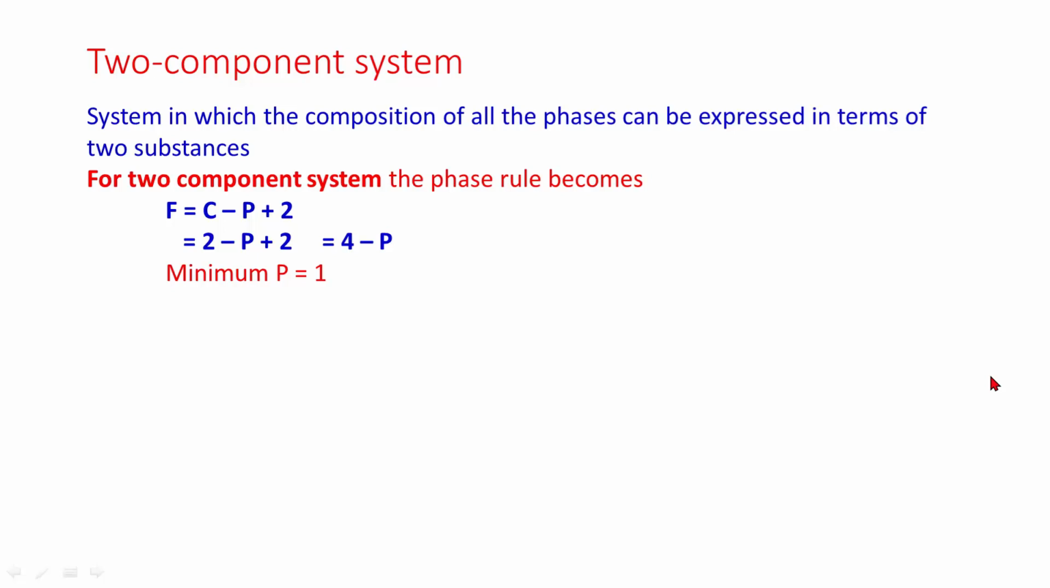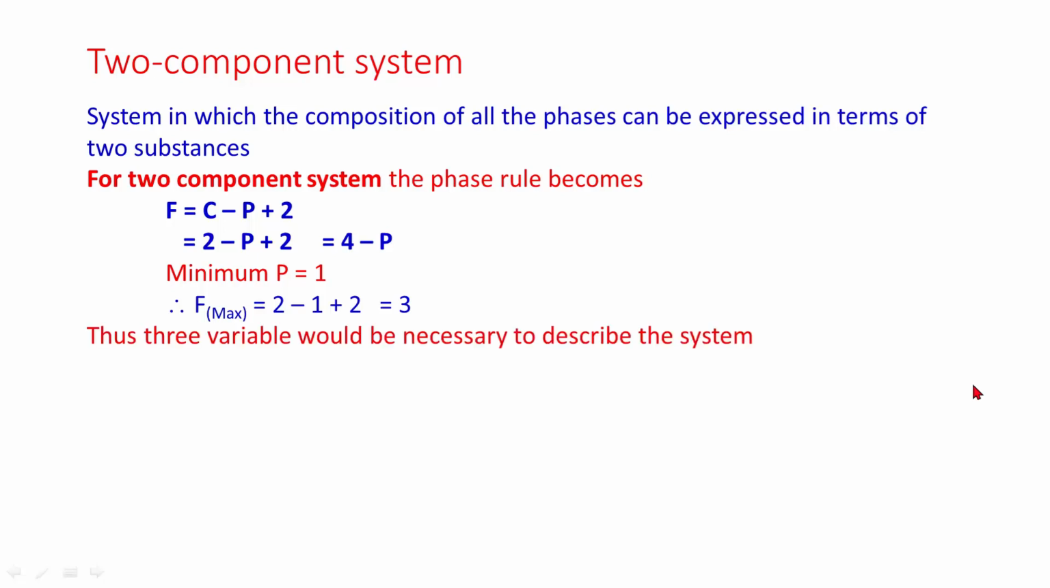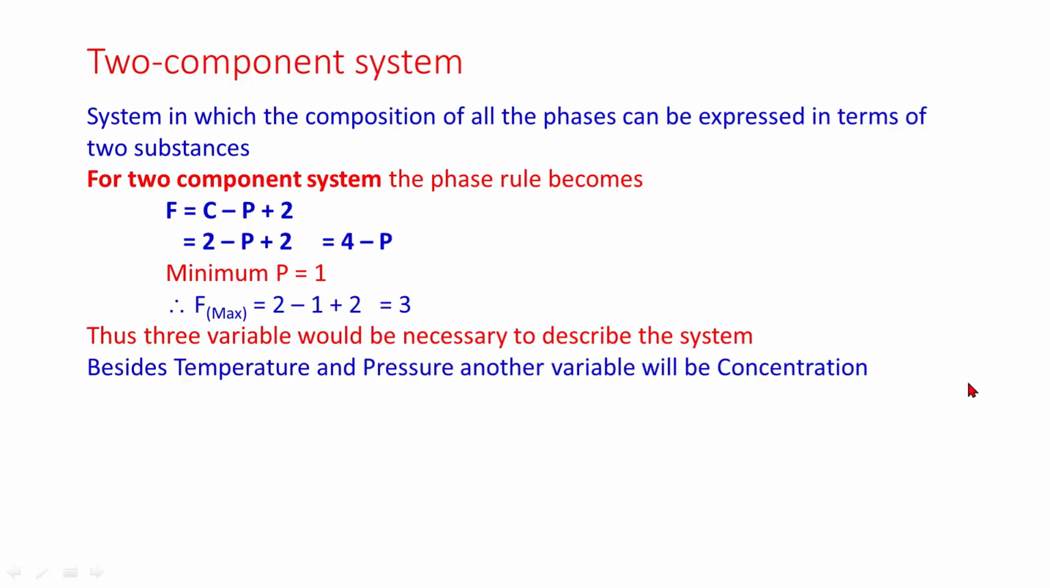For study of the system, we require minimum phase as 1. Therefore, F maximum is equal to 3. Thus, three variables would be necessary to describe the system. Besides temperature and pressure, another variable will be concentration. Hence, we will require a 3D model which is difficult to plot.